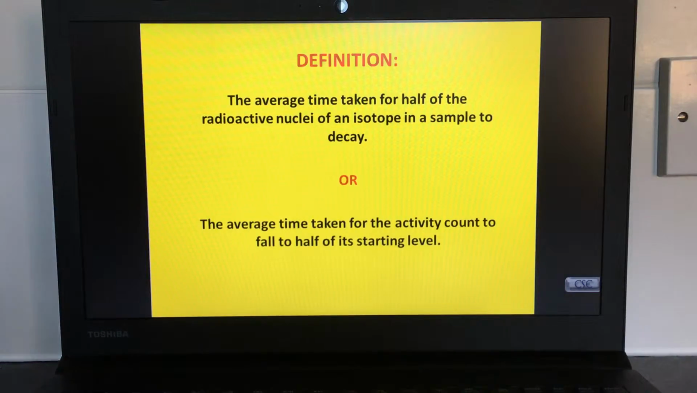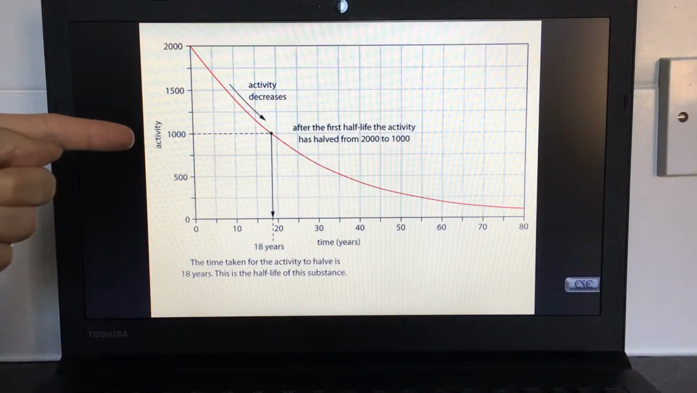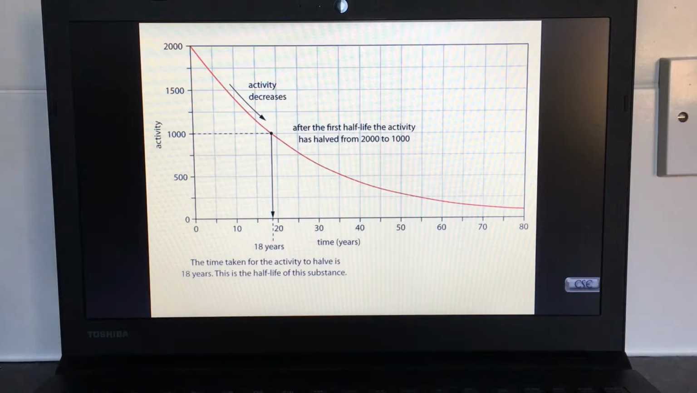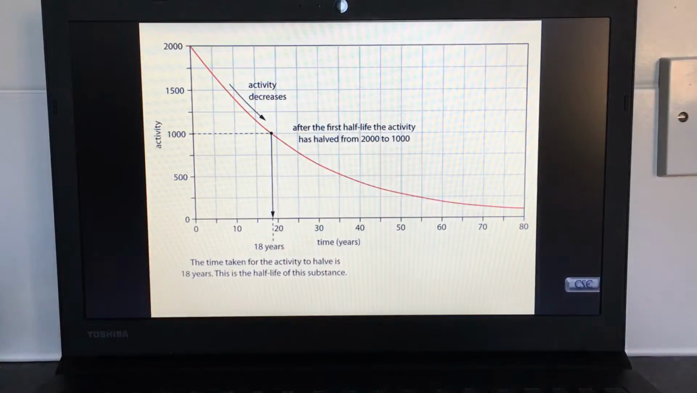Or the other definition is the average time taken for the activity count to fall to half of its starting level, and that's usually when they've given you a graph. This is one of these graphs that looks more complicated than it actually is. Activity is just how much radiation they're giving out, okay? And then the time will either be seconds, years, minutes. It depends on the isotope.